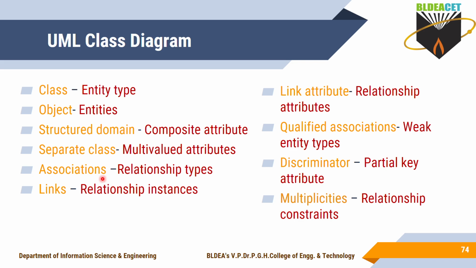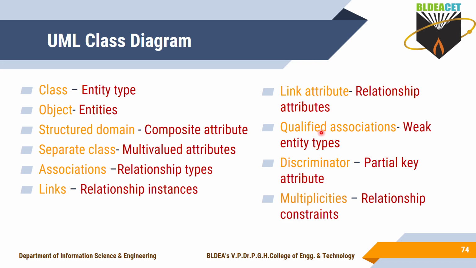And associations. Associations means what? Relationship types. Relationship types you call associations. And relationship instances: if individual entities are related, that we call a relationship instance, and that term you use as links in the UML class diagram. And link attributes: for the relationship type you can also take attributes. Those attributes we call link attributes in the UML class diagram.